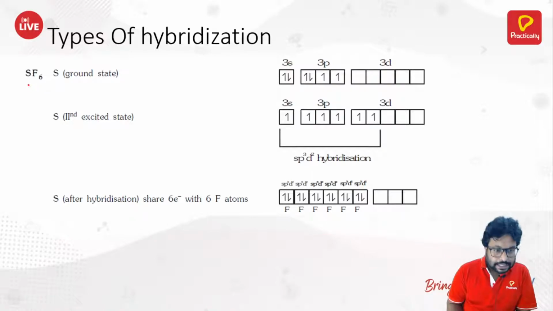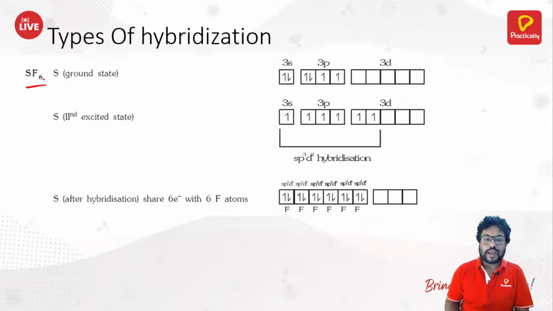Sulfur is forming SF6, right? That means sulfur has to form 6 bonds. If you write the electronic configuration of sulfur, its atomic number is 16. So you have neon here, 3s2 3p4 3d0. So you got only 2 unpaired electrons here, right? But sulfur has to make available 6 unpaired electrons. So what does it do?